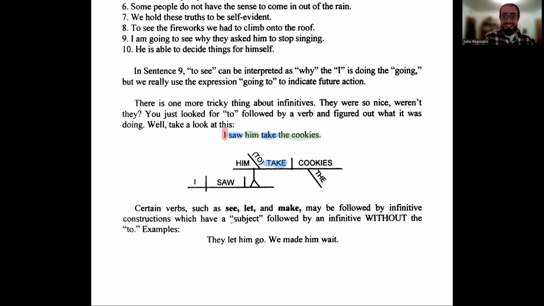Certain verbs such as see, let, and make may be followed by infinitive constructions which have a subject followed by an infinitive without the to. So it's only certain verbs, okay? They let him go. So him go. They let him to go, right? We made him wait. We made him to wait. Okay, some older writings will actually keep the to.